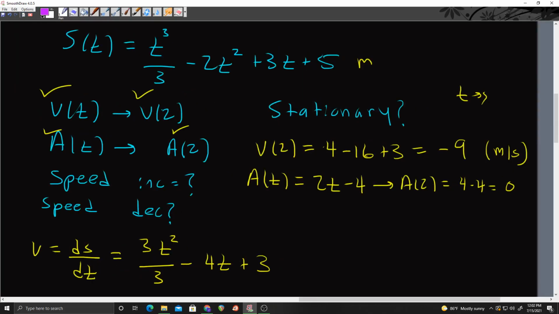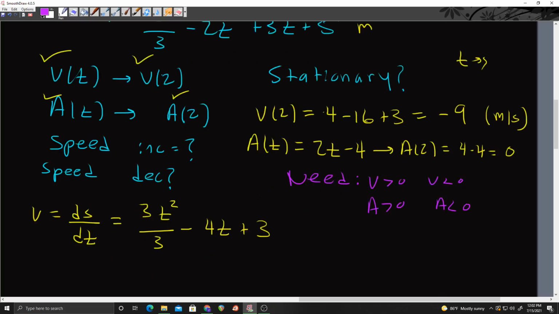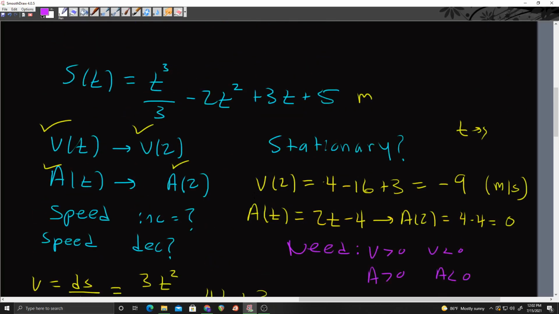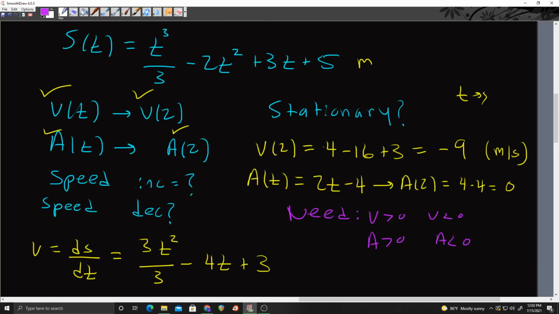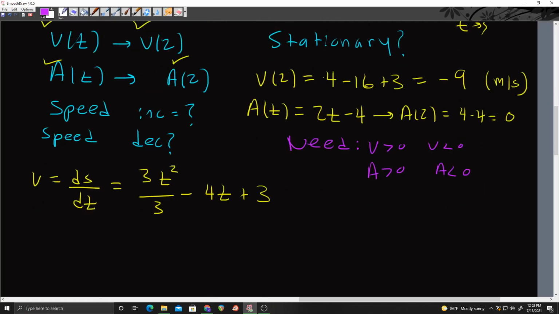We need to know when velocity is positive, velocity is negative, and we also need to know when acceleration is positive and acceleration is negative. Because if velocity and acceleration are the same sign, we're speeding up. If velocity and acceleration are opposing signs, then we are slowing down. So let's take our velocity and set that equal to 0. Here's our velocity function.